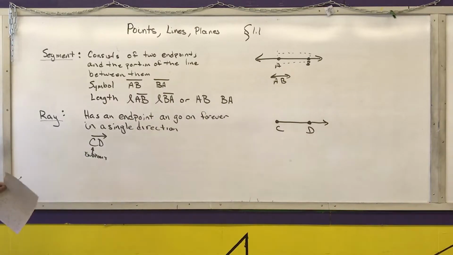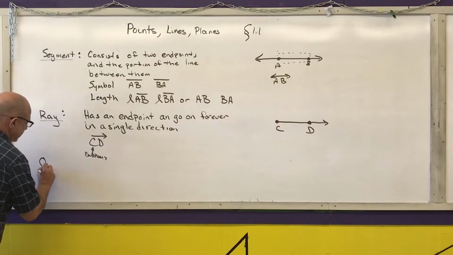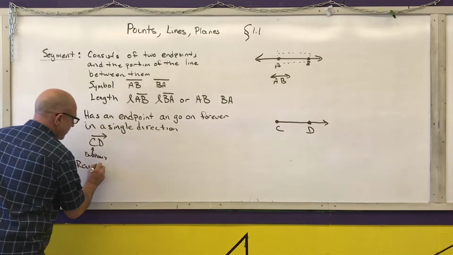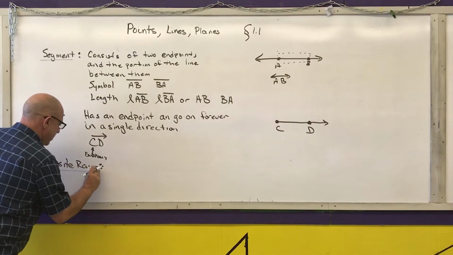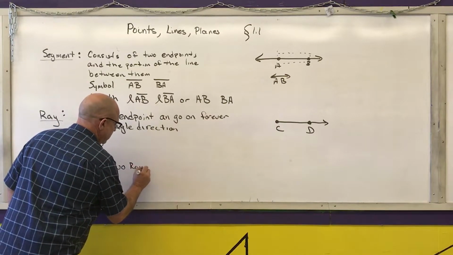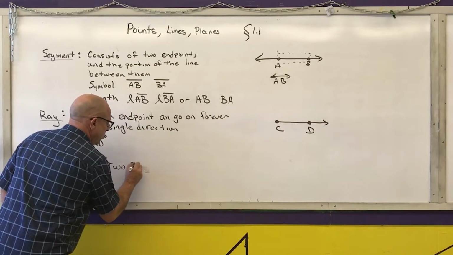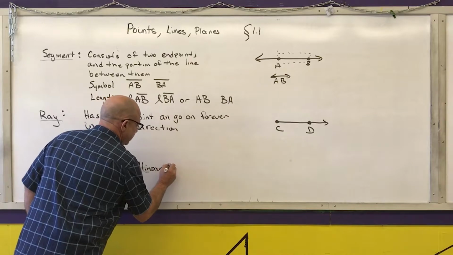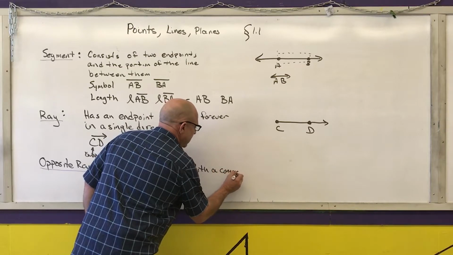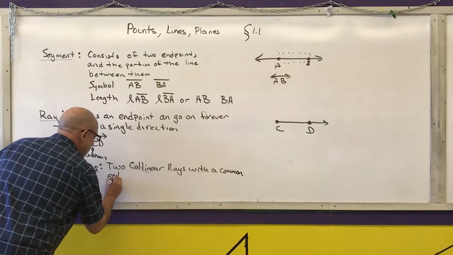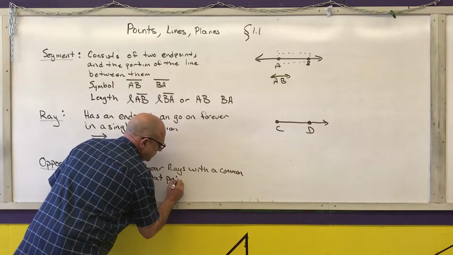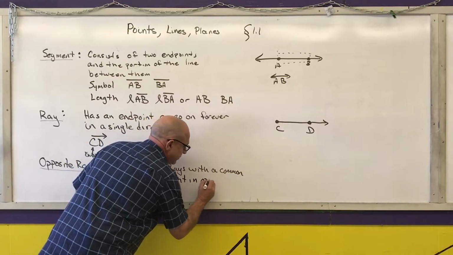Next thing I want to talk about are what are called opposite rays. Opposite rays are two rays. Actually, I'm going to add a word here. Two collinear rays with a common endpoint that point in opposite directions.